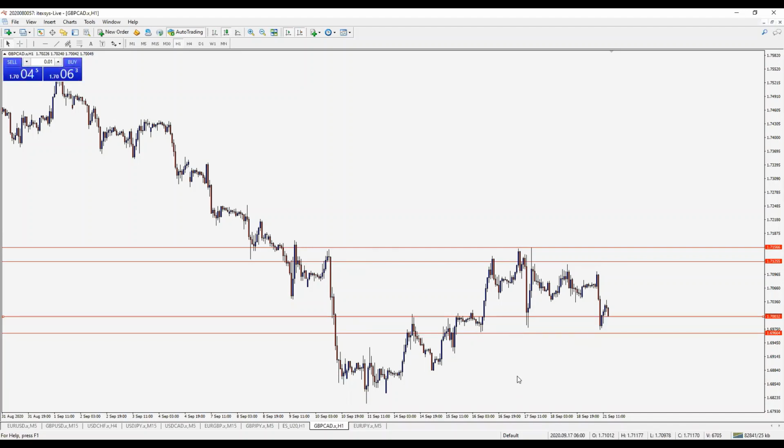Originally, this support was a demand, and this resistance was a supply at first. So that's the main difference between support and resistance and supply and demand. Supply and demand is much more reliable to trade.